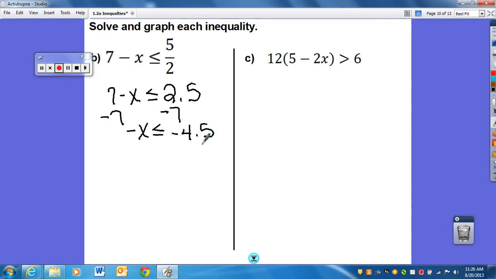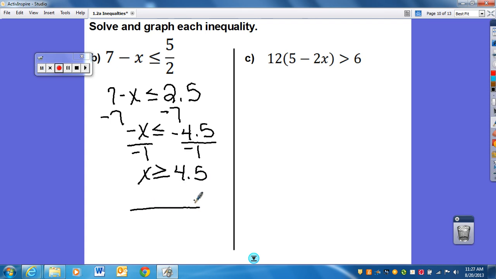when I subtract 7. But I don't want to know what negative x is. I want to know what x is. So I am going to either multiply or divide by negative 1. So I have x. Oh, because I divided by a negative, I need to now flip my inequality, reverse my inequality symbol. So x is greater than or equal to 4.5.